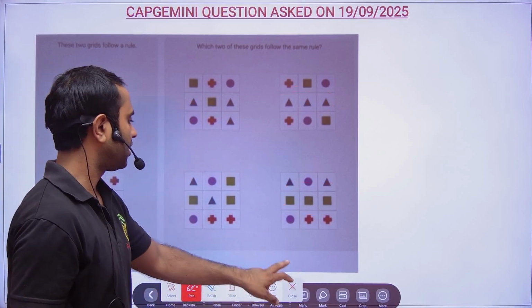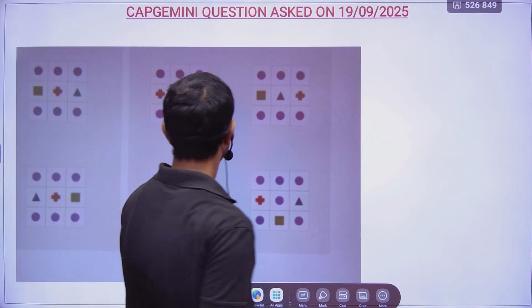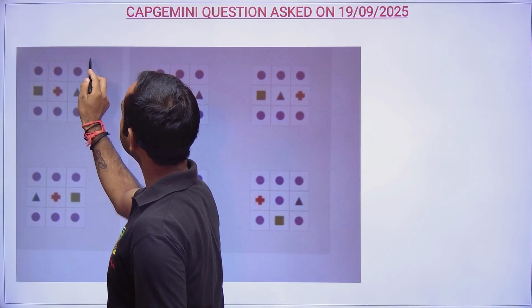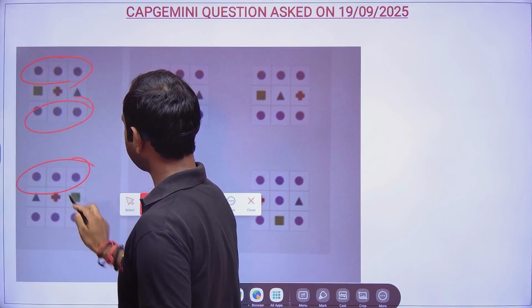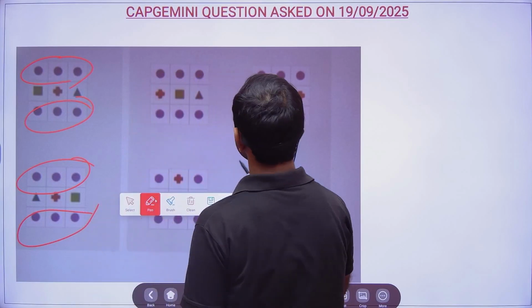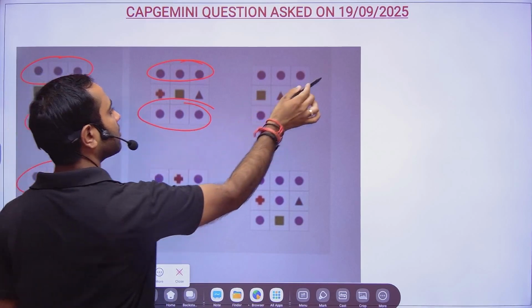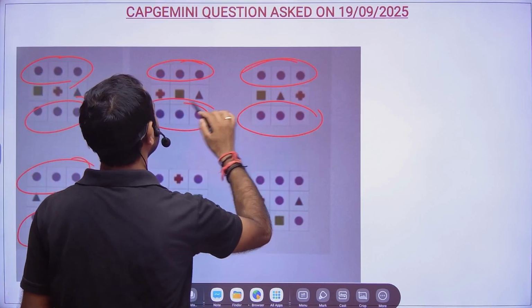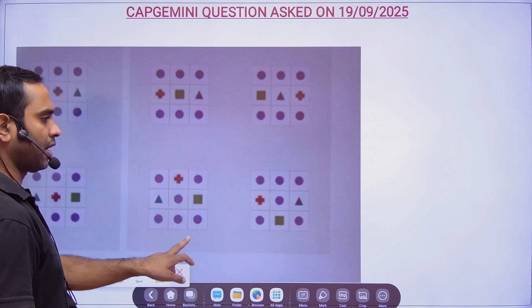Then friends, next. What is there here? You see this first line and this third line. This first line and this third line. Okay, fine. Here also if you try to see in this diagram, first line, third line, right? So these two are the same, these two are different. So this cannot be your answer, right?